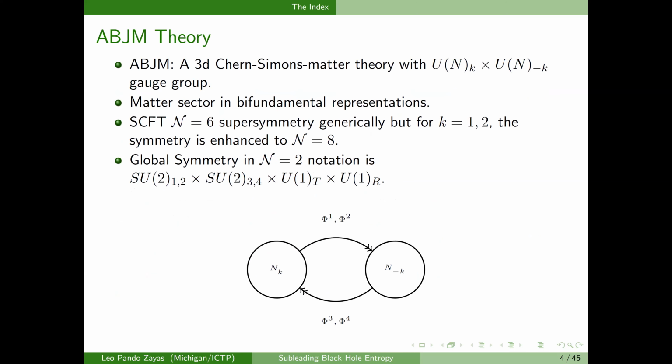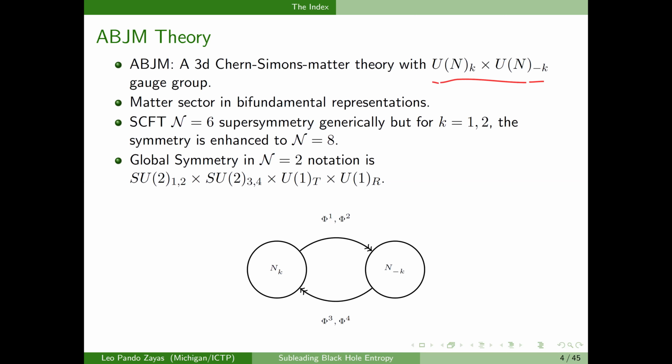So let me briefly remind you what the ABJM theory is. It is a three-dimensional Chern-Simons matter theory with this gauge group, U(N) cross U(N), level k and minus k. This was obtained by Aharony, Bergman, Jafferis, and Maldacena a while ago. The matter sector is in bifundamental representation. This is a superconformal field theory with N equals 6 supersymmetry in the general case for k, but for k equals 1 or 2, this is N equals 8 supersymmetry.